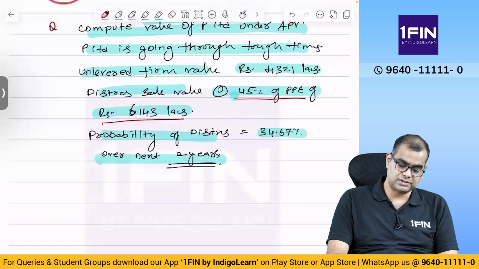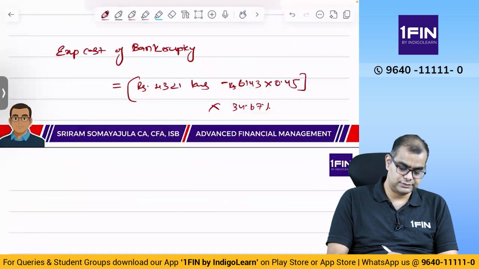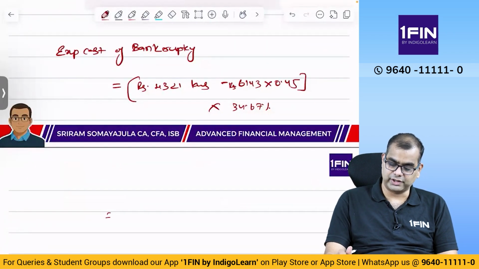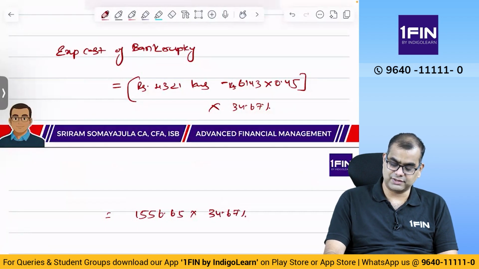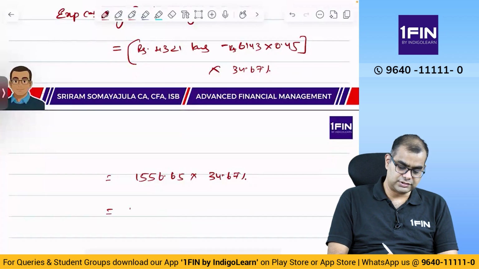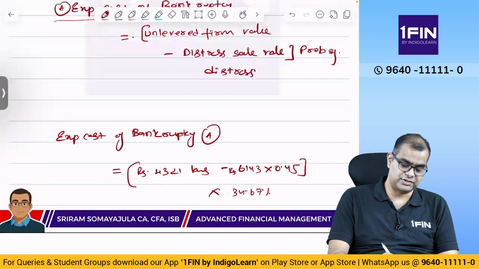What is the probability of distress? 34.67%. So, you get 6143 into 0.45, you get 2764.35. I changed it into minus and then I added 4321. I will get 1556.65 into 34.67%, into 0.3467. That is equal to rupees 539.690 lakhs. Okay, this is what? This is the expected cost of bankruptcy, which is basically this A.